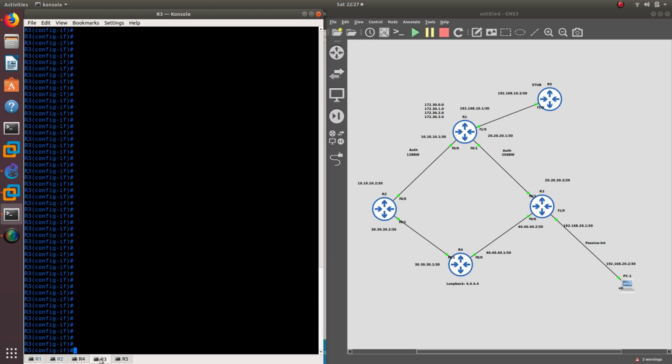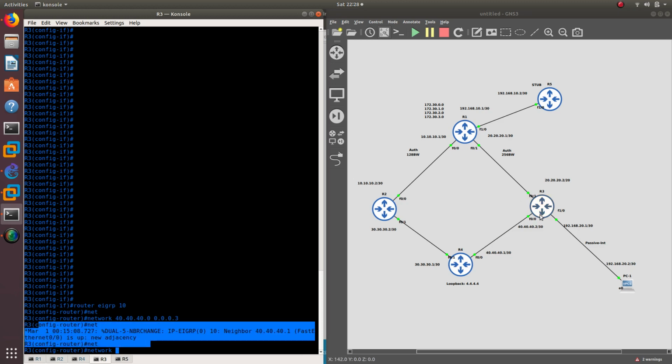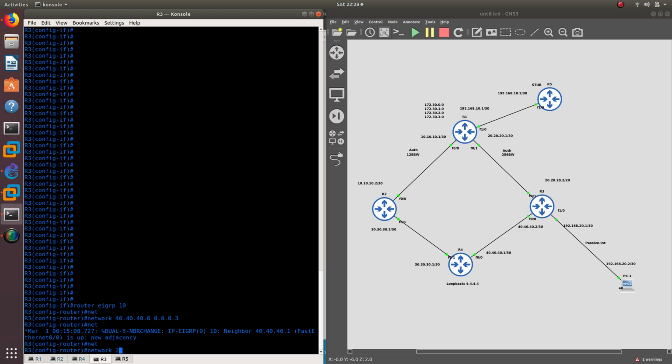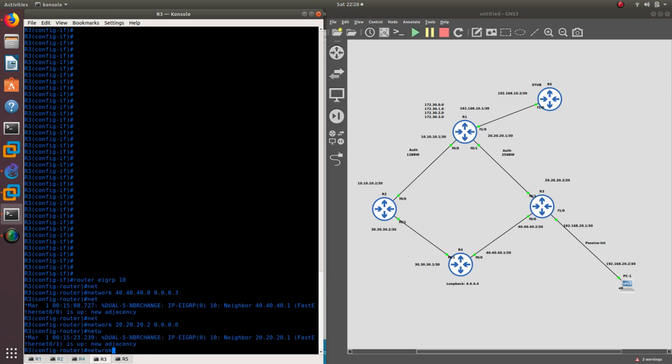Now let's go ahead to router 3, router eigrp 10, network 40.40.40.0. It's a different way that you can add it. You can see we have formed a relationship. Great. So in router 3, we need to add the 40.40.40.0 and 20.20.20 networks. All right, and there you go, formed a relationship again.